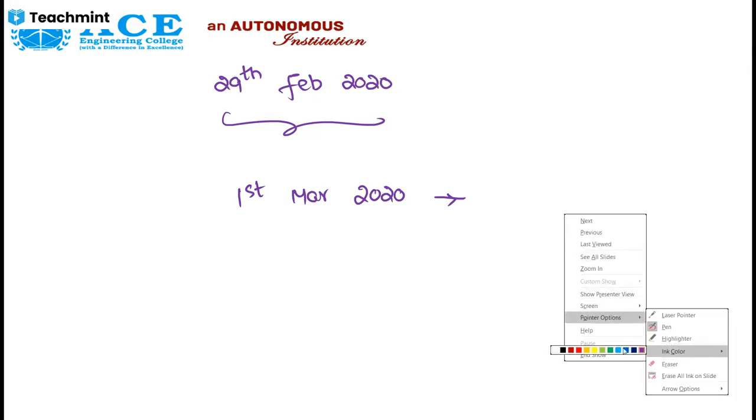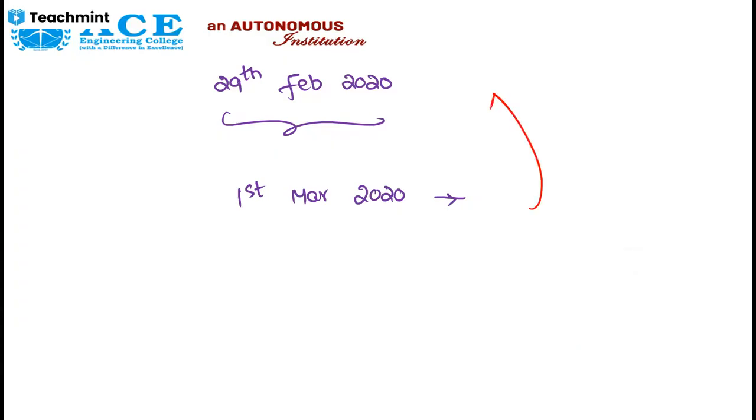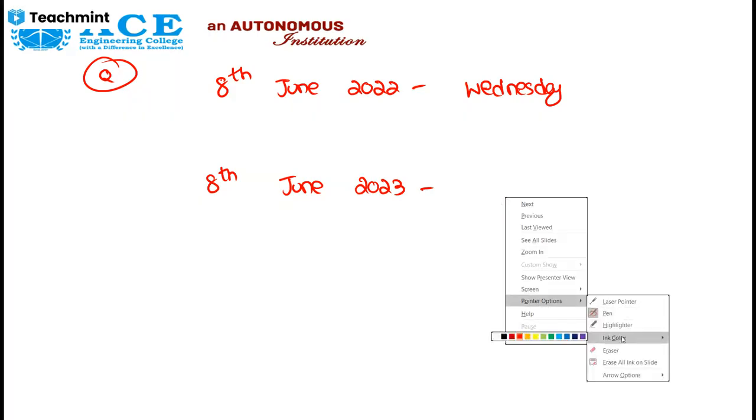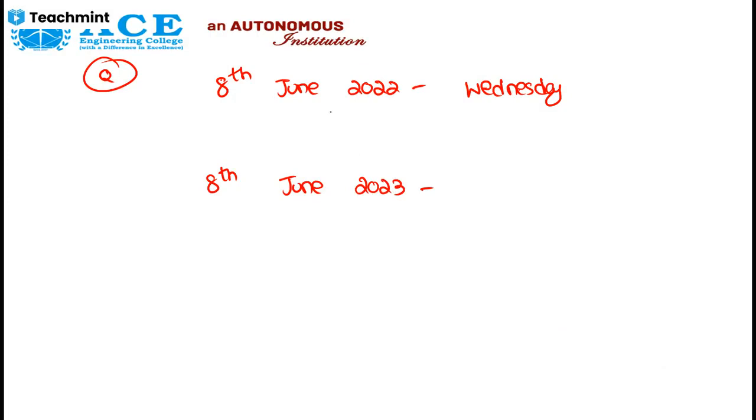And the next important thing is, see, suppose 8th June 2022 is Wednesday, and they ask in the question: what is 8th June 2023? This is also one good typical model. 8th June 2022 is given, and 8th June 2023 we have to find. Now here, my dear friends, a 1 year gap is there, right?